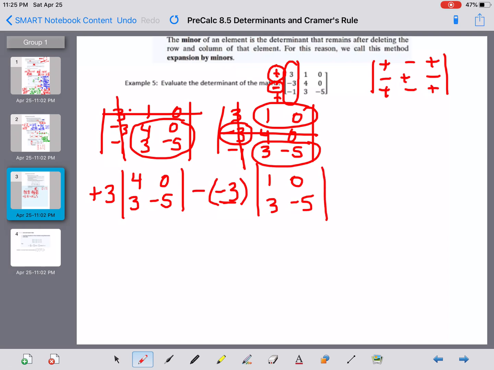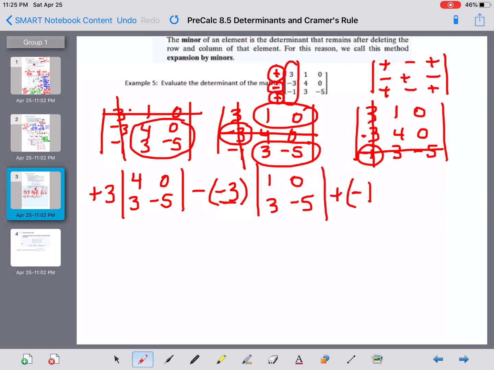And finally, my last one, again, I'm going to rewrite it just so you can see everything that's coming from this. Okay, so I'm on to my last element, this one on the bottom, so I'm going to cross off its row, I'm going to cross off its column. That number was negative 1. It has a plus in front of it. And what's left in my matrix are these 4 values, 1, 0, and 4, 0.